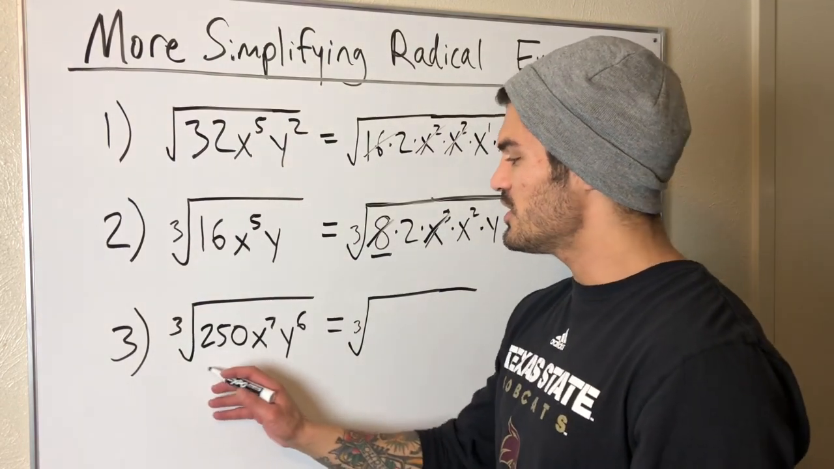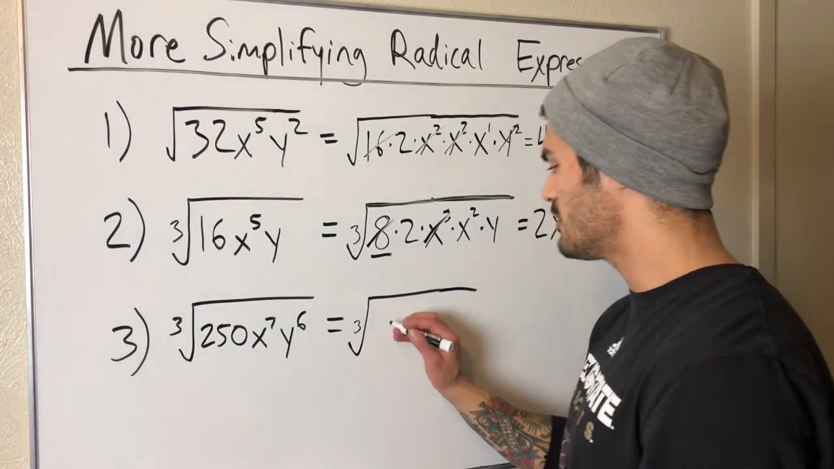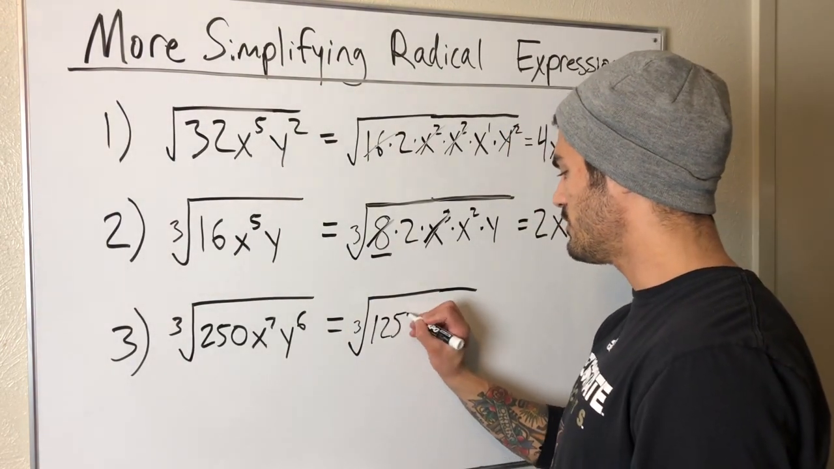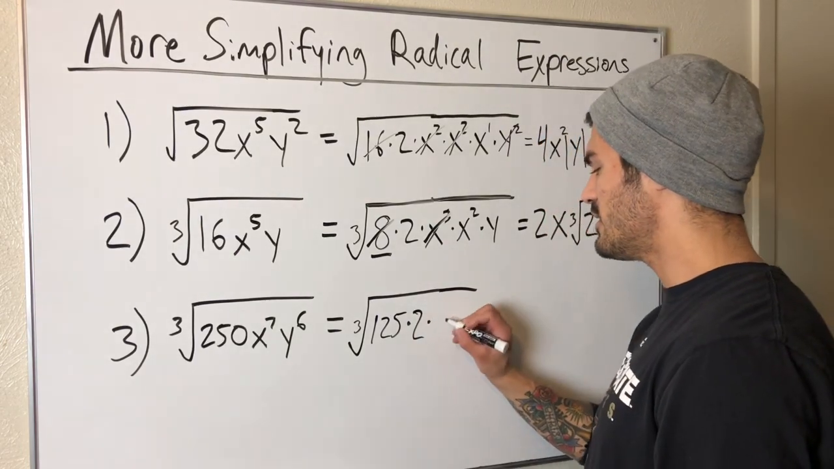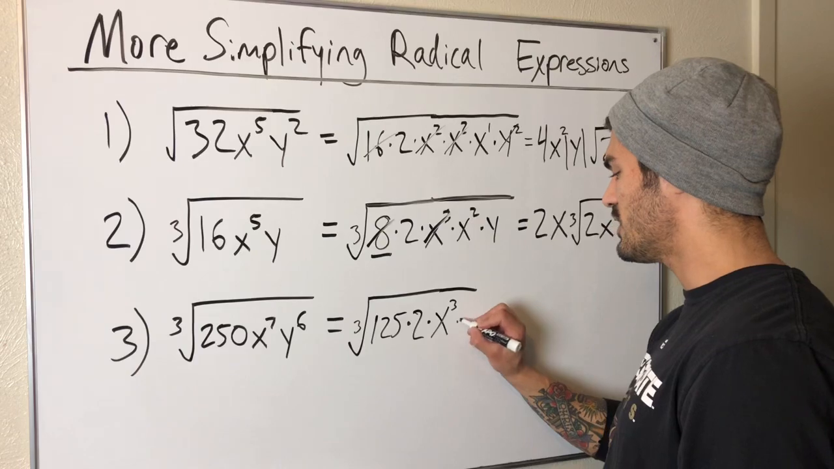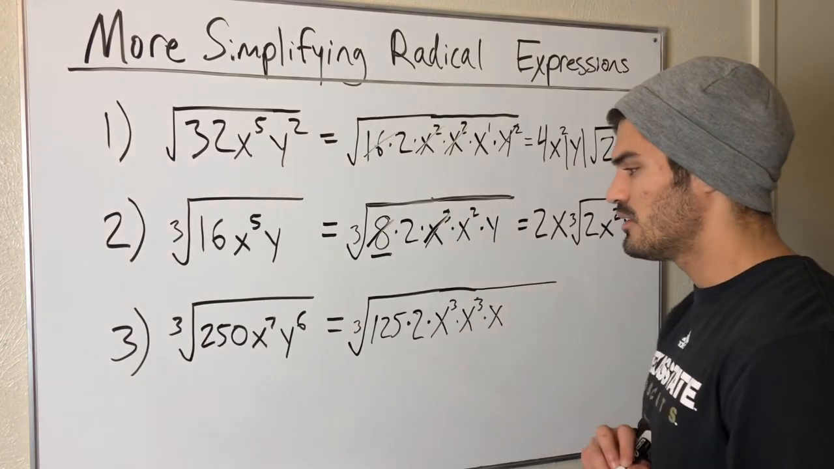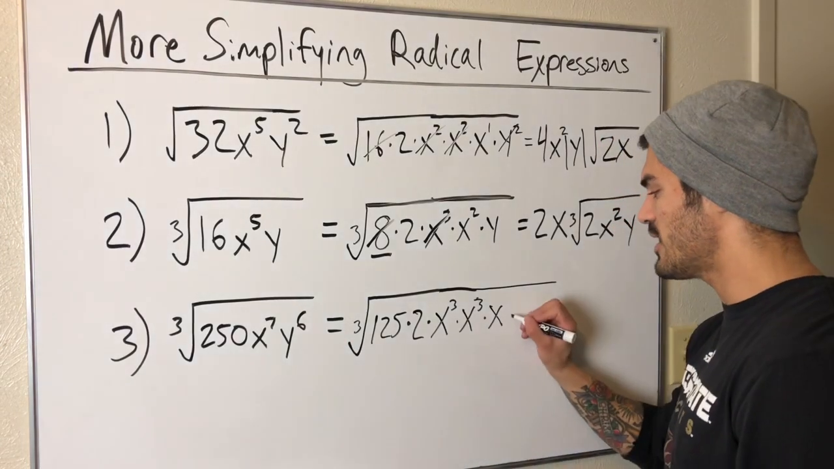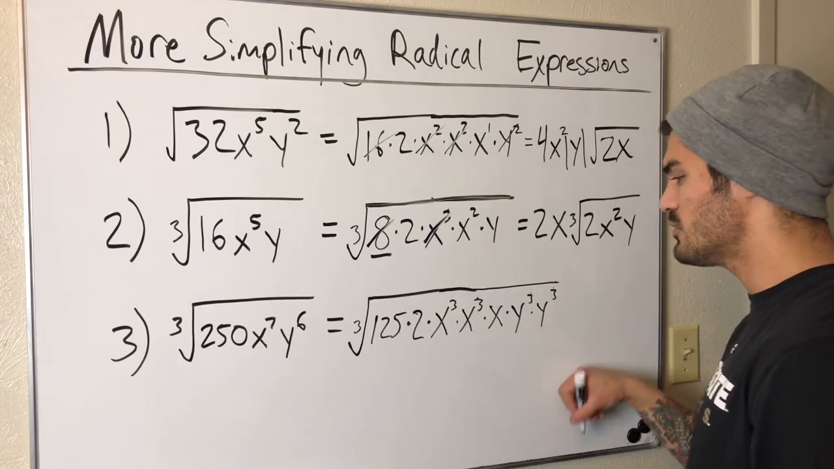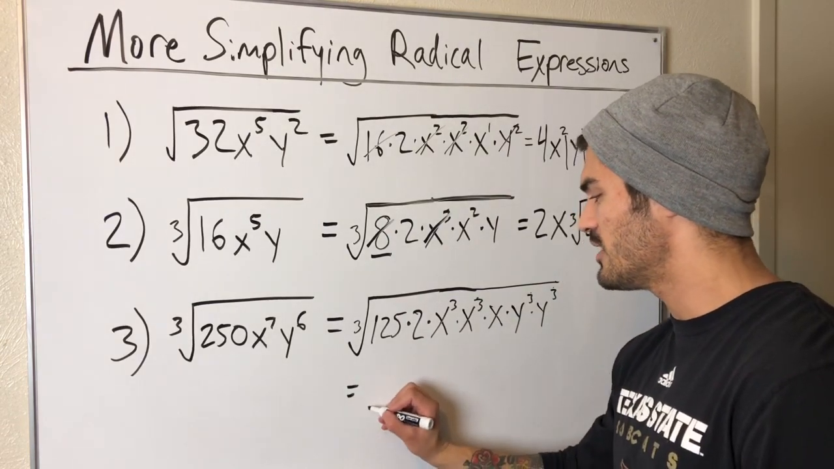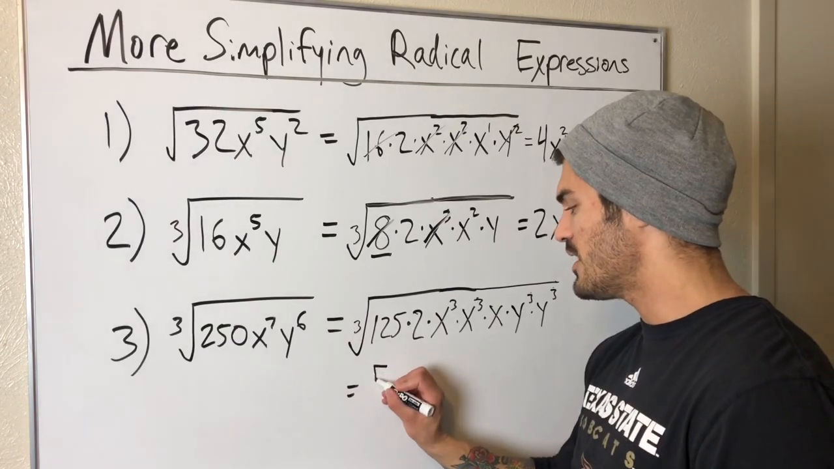So let's see, what is this a product of? 125 times 2. Didn't we say 125 is a perfect cube? X to the 7th, I'm going to write that as x cubed times x cubed times x. And y to the 6th, I'm going to write that as y cubed times y cubed. Okay, so what's coming out here? And I'm running out of room, so I'm going to write it down here. So the 125 comes out, but it becomes a 5, right?